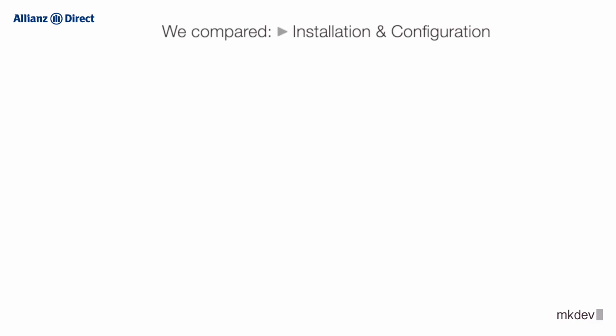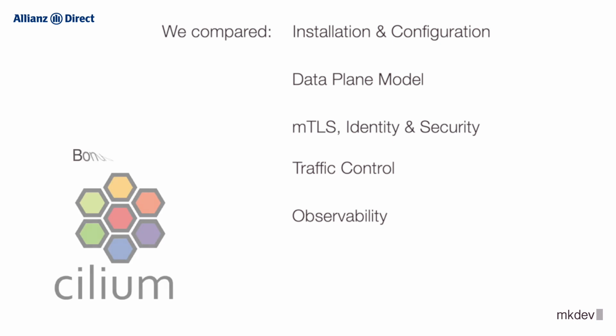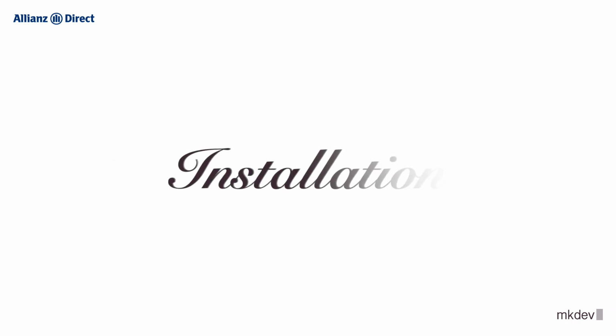We will look at each mesh from 5 different angles: installation and configuration, data plane implementation, MTLS and identity management, traffic control, and observability. We will also take a brief look at Cilium as a high-performant alternative to a fully featured service meshes. In the end, we will draw some conclusions about which service mesh is the best and the worst one. We start by comparing the installation experience.